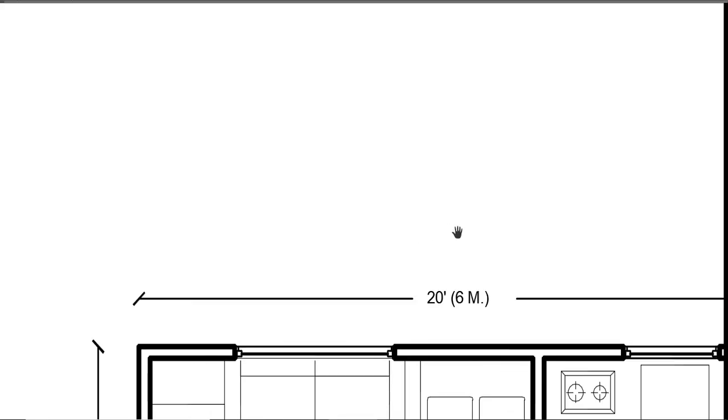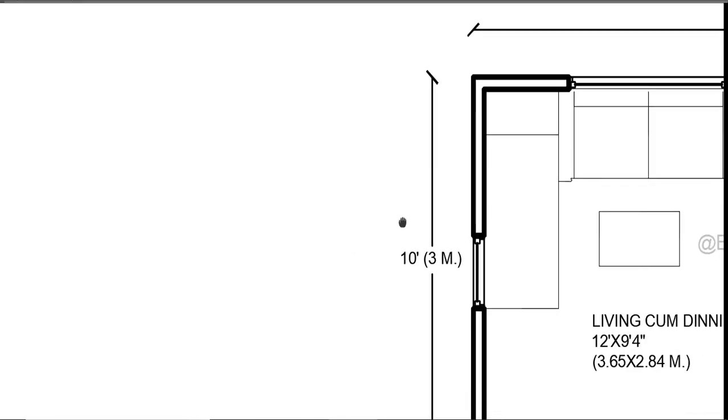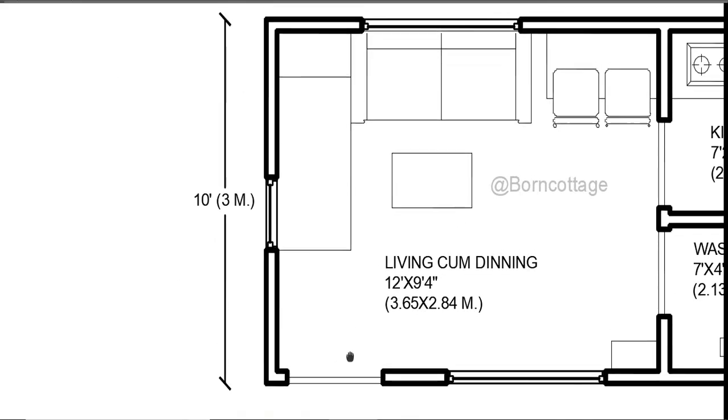So this is the floor plan of the house. The total area I have taken is width is 20 feet, in meter 6 meter, and the length is 10 feet, in meter 3 meter. So in the front we have a sliding door here. After that we will go inside.